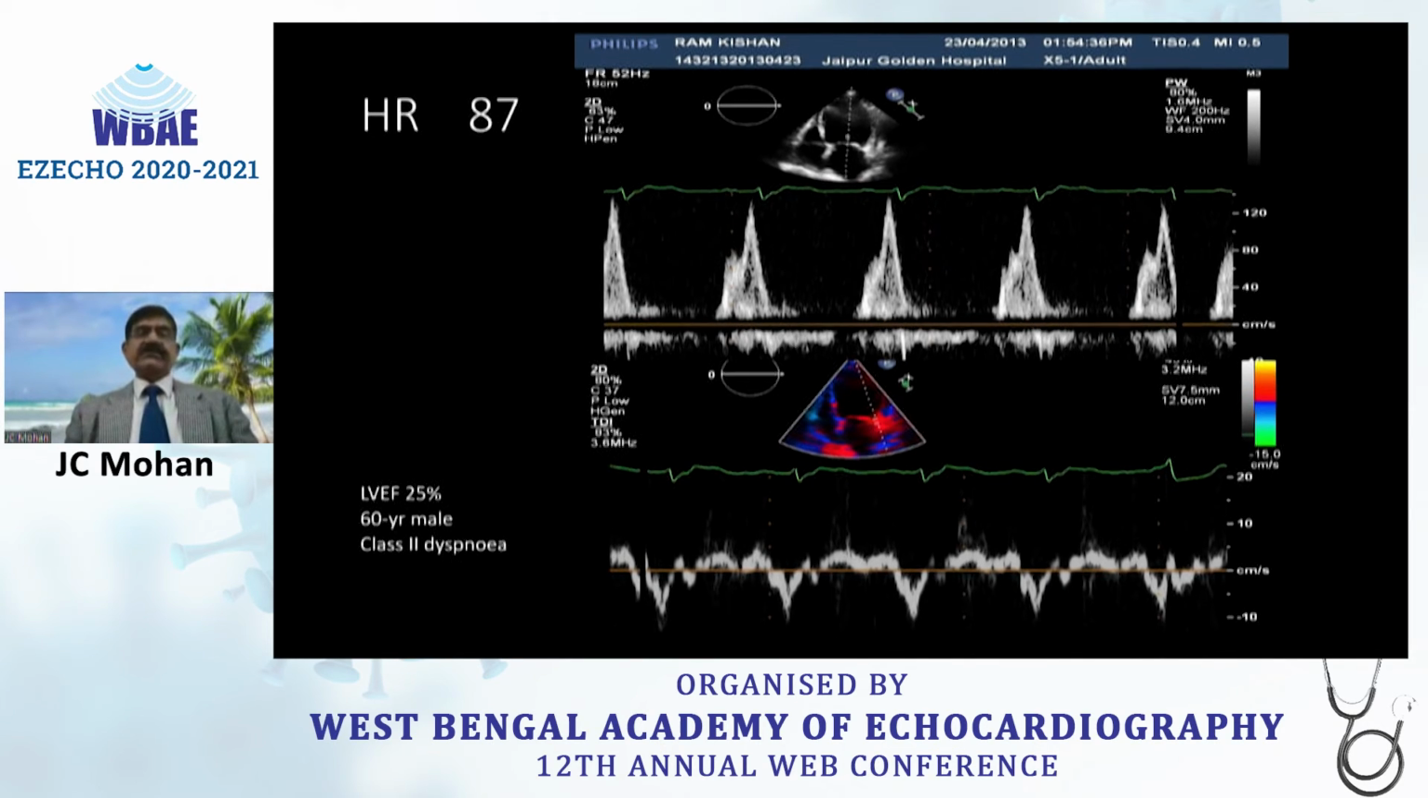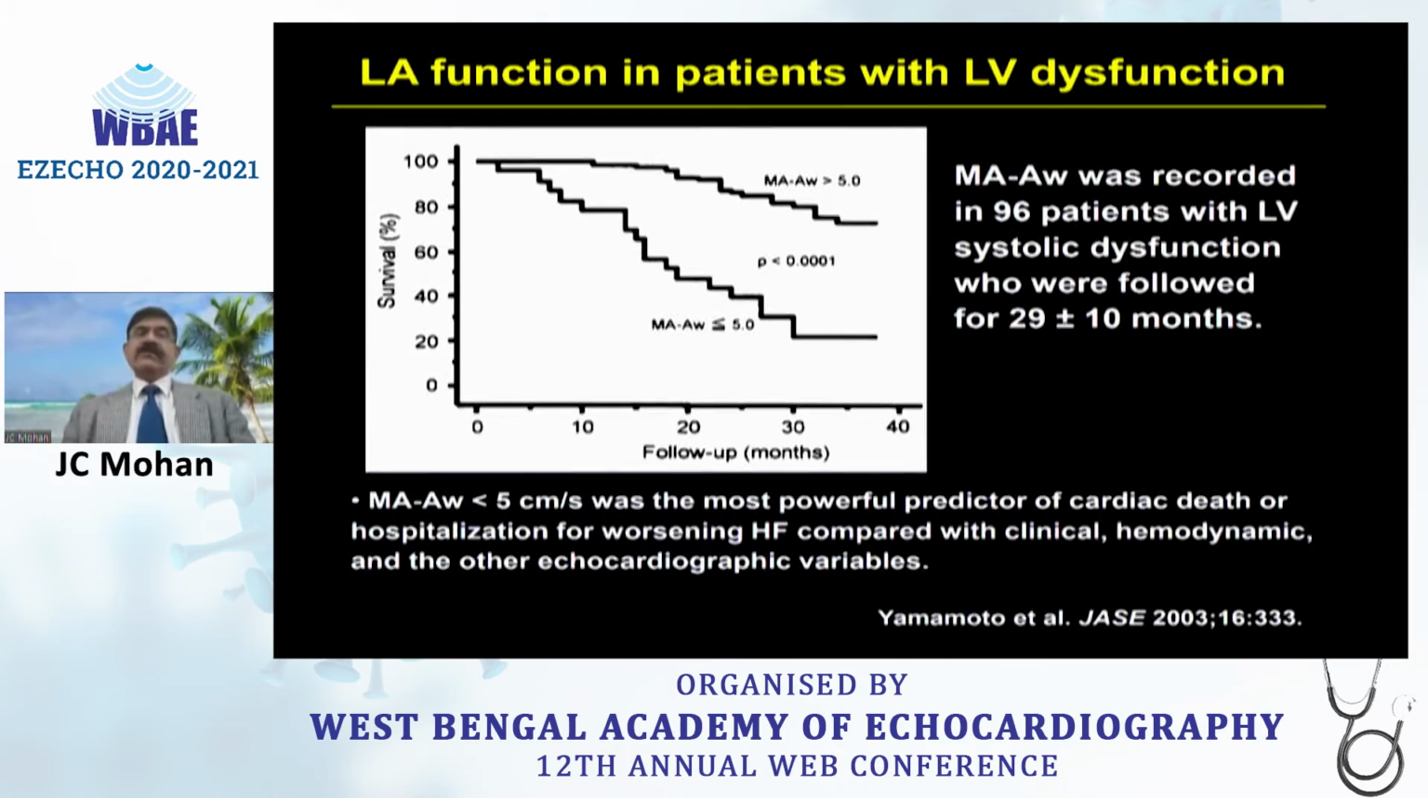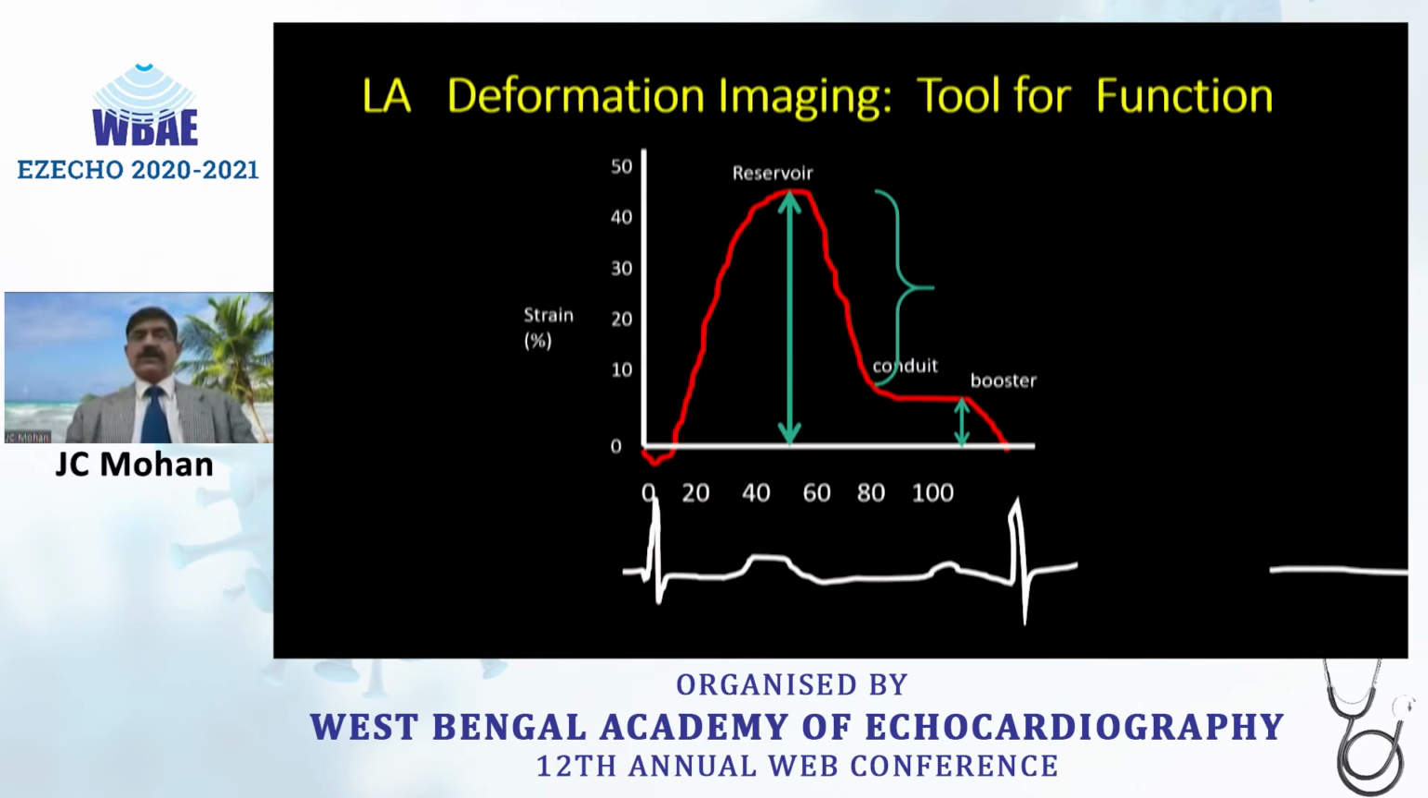Shown here is an example of a 60-year-old male with 25% ejection fraction, class 2 dyspnea, and A prime laterally about 10 centimeters per second. This kind of information says that the patient has a relatively good left atrial function and better prognosis. Why better prognosis? Because the data suggests that those people who have mitral annulus A prime less than 5 centimeters per second have a poorer event-free survival compared to those who have an A prime more than 5 centimeters per second on follow-up.